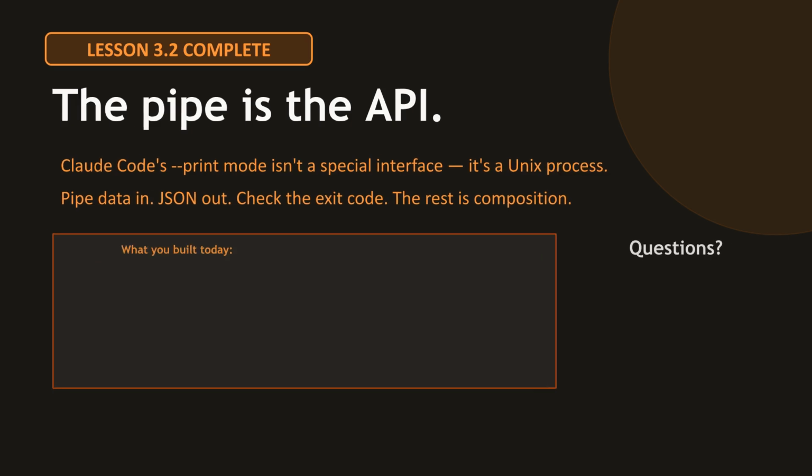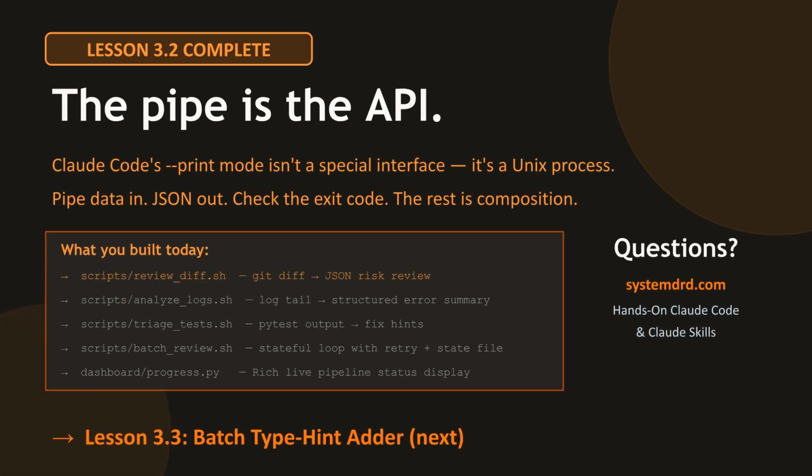The pipe is the API. That's the one sentence I want you to remember from this lesson. Claude Code's print mode isn't a special AI interface. It's a Unix process. You pipe data in, JSON comes out, you check the exit code, and you compose it with everything else in your shell toolkit.